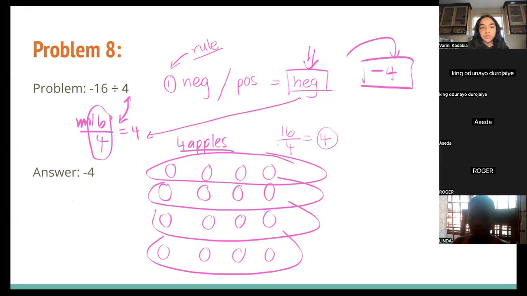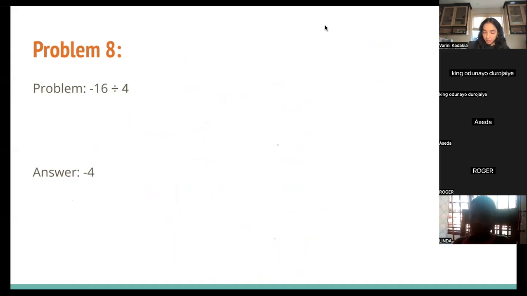No questions? So that's 16 divided by 4, equal to 4. And then you just tag on the negative sign because we know our answer has to be negative from our rule. Okay, hold on. I'll explain it one more time. Maybe this will help clear up some confusion.